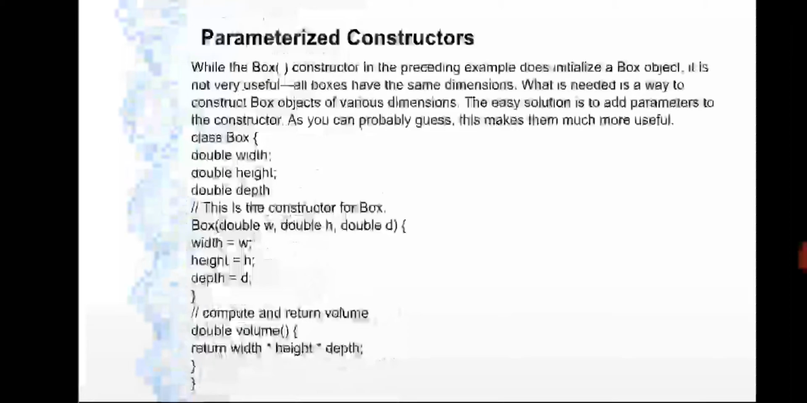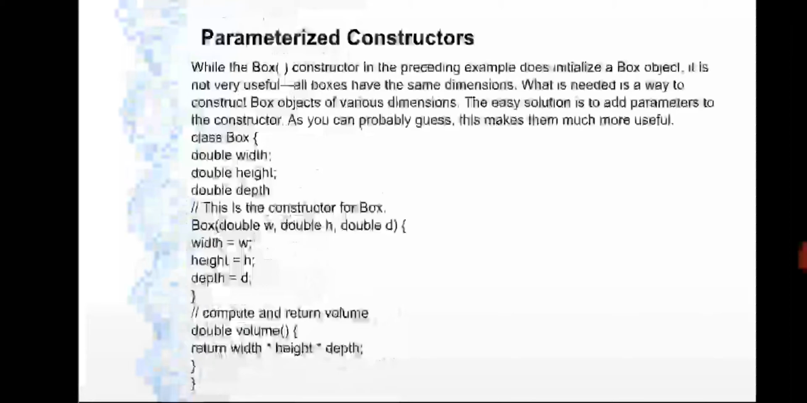Now you have something called a parameterized constructor. Previously you have seen just a constructor, but in this example you are seeing a parameterized constructor. While the box constructor in the preceding example does initialize a box object, it is not very useful. All the boxes have the same dimensions. What is needed is a way to construct box objects of various dimensions, isn't it? The previous example was static, because whenever you call box, by default 10, 10, 10 will be initialized to height, width and depth.